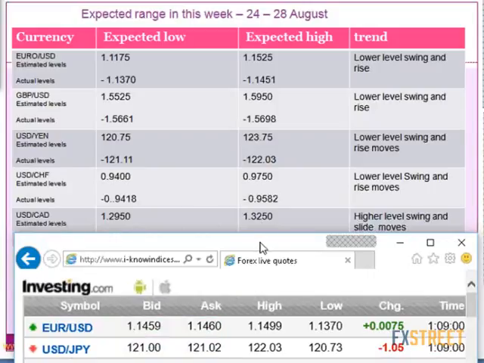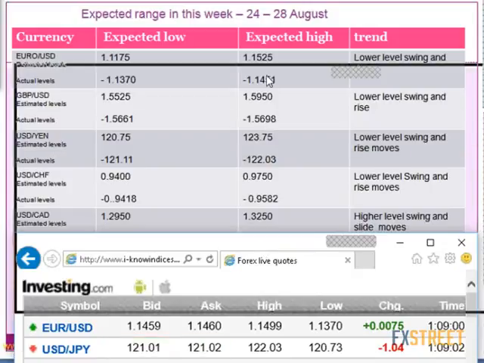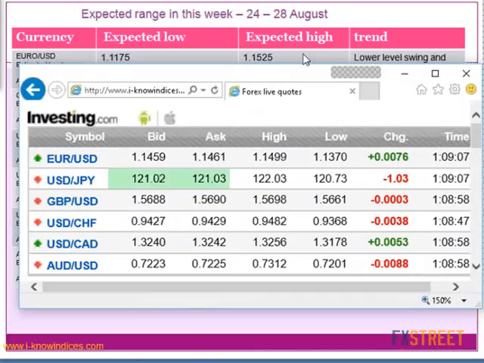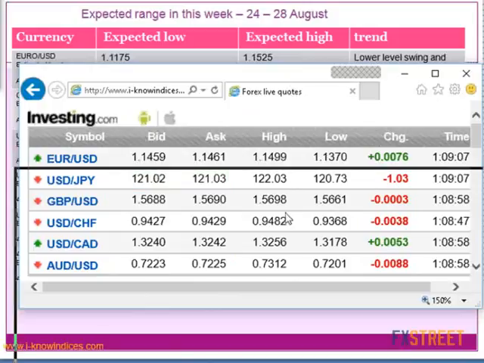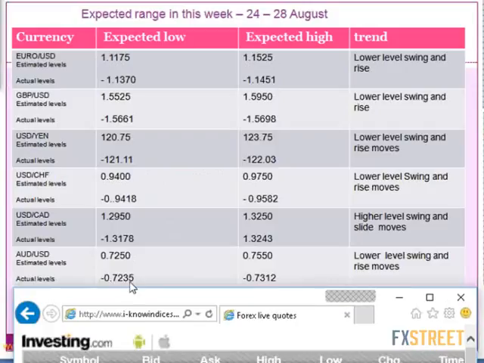Then in the case of Canadian dollar, again, they have just gone to 1.3250, and then from there they are expected to make the slide. Then in the case of Australian dollar, they just breached the initial low, came down and are holding there, and they are expected to go higher.